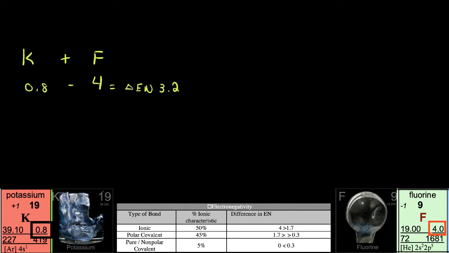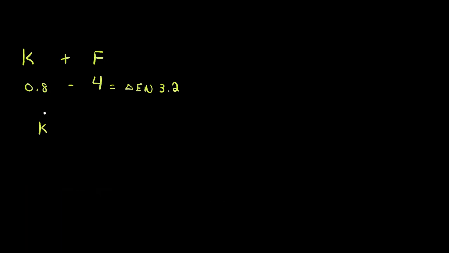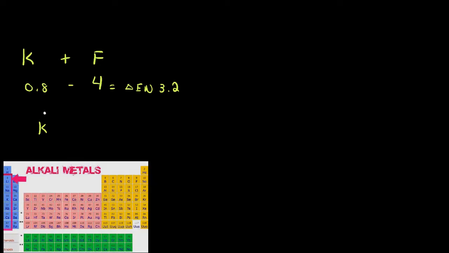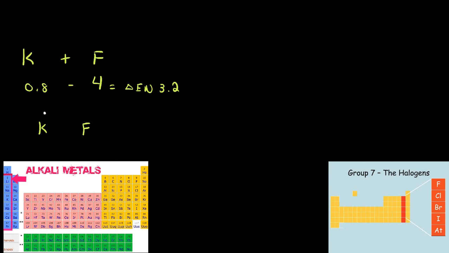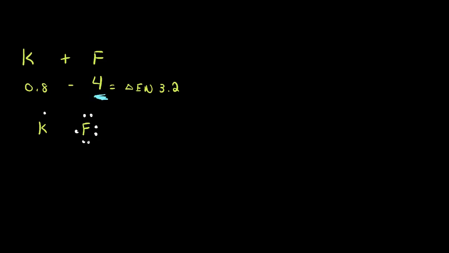Now, the Lewis structure here, potassium, it's in group 1, alkali metal, so 1 valence electron. Fluorine, it's in group 7A, so it's going to have 7 valence electrons. What's going to happen here? Since fluorine is attractive enough, it's going to pull the electron away, and it's going to form an ionic bond.